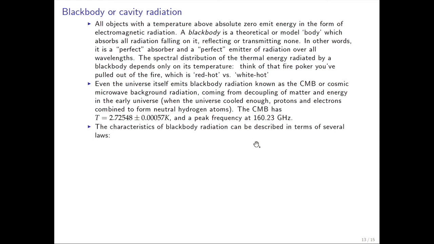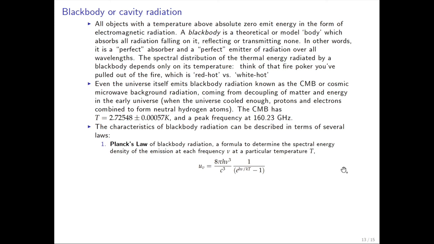But just for this introduction, we'll just summarize the results in terms of several laws. Some of these you've probably encountered before, but I just wanted to give you a preview of those. The first, of course, is called Planck's law of black body radiation, which is a formula that determines the spectral energy density of the emission at each frequency nu at a particular temperature T. So I have a black body, an ideal absorber and emitter sitting at a particular temperature T, and it will have this spectral distribution in terms of the frequency and the temperature.